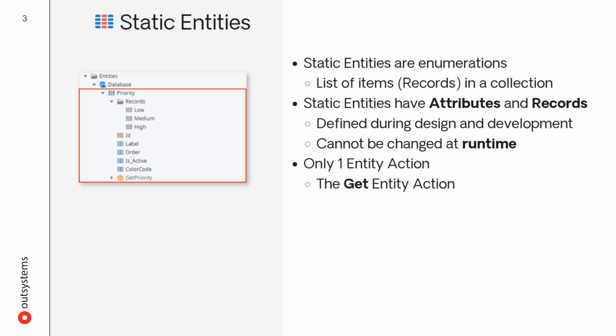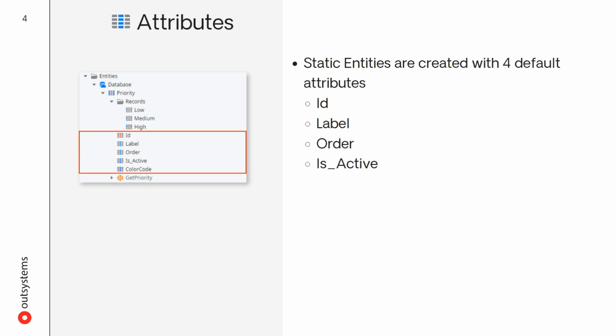Another interesting feature about static entities, that makes them a little different from normal entities, is that static entities only have one entity action, the getEntity action. The reason for that is that since these entities are static, they cannot be changed at runtime, therefore data can only be read.